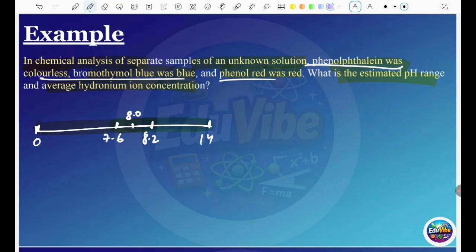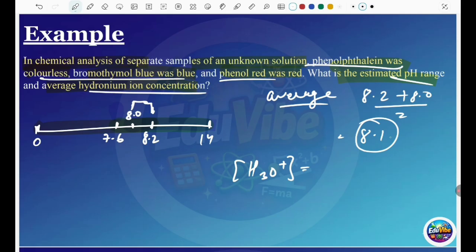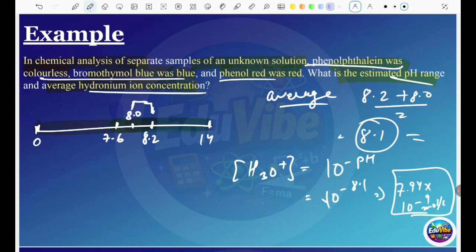Now you have to find the one range where all three ranges overlap. What is that range? It is from 8.0 to 8.2. All three ranges lie within that. So you will find the average for that: 8.2 plus 8.0 divided by 2 gives 8.1. This is your average pH. Now you can find your hydronium ion concentration. This is the estimated pH, which is 8.1. The hydronium concentration is 10 raised to the power minus pH, which is 10 raised to the power minus 8.1. You will get 7.94 times 10 raised to the power minus 9 moles per liter. And this is your answer.